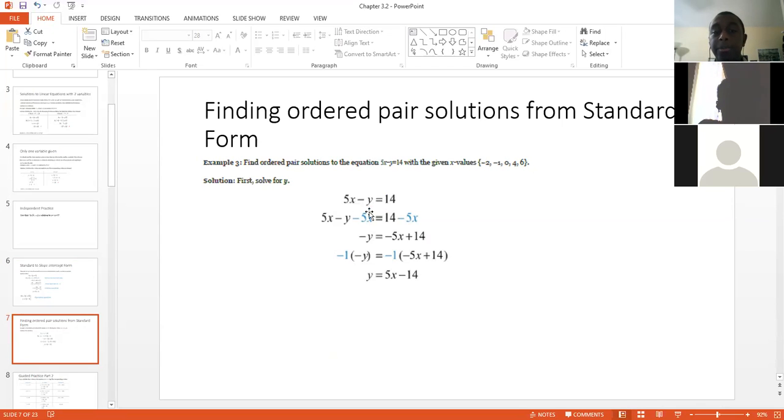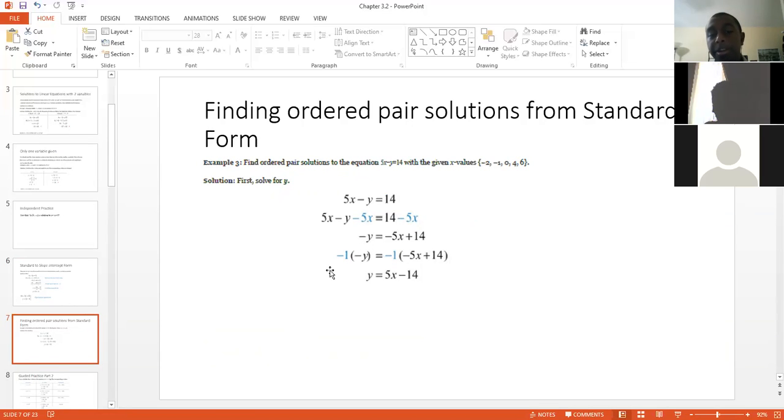To isolate y, we're trying to get y by itself. We bring the x term to the right side, so we subtract 5x from both sides. The 5x's cancel out. We're left with negative y equals negative 5x plus 14. Well, we're not done yet. We still have a negative. We want it to just be positive y.